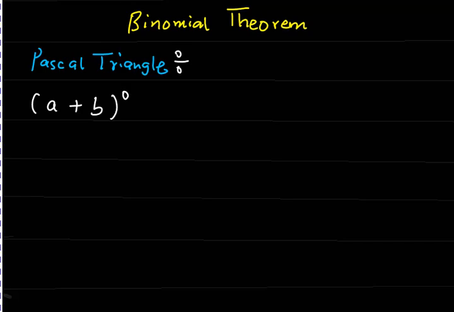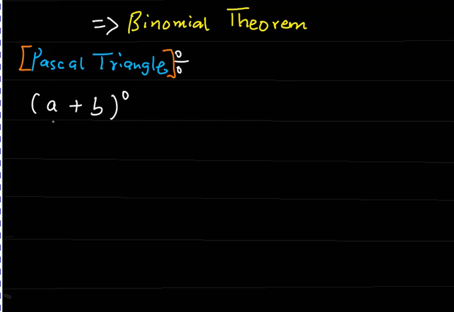Hello, welcome back. All right, so the topic is binomial theorem. What is binomial theorem and what do we use it for? We use binomial theorem for the expansion of different degrees of a binomial expression. Of course, a binomial expression is an expression that has two terms. We are going to begin this with expansion using Pascal triangle.